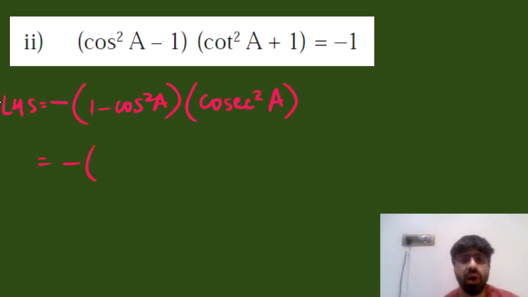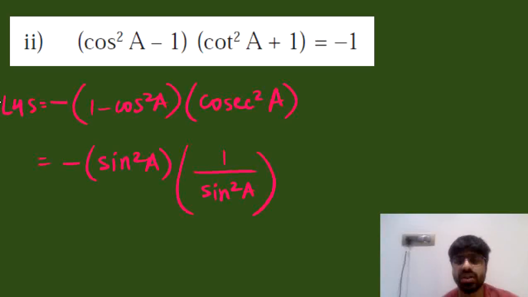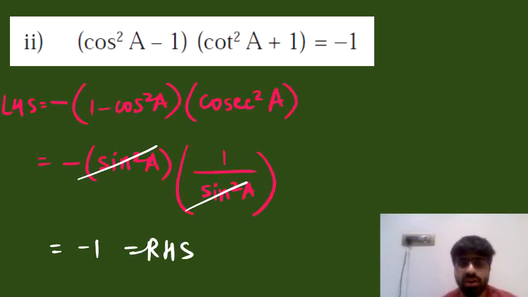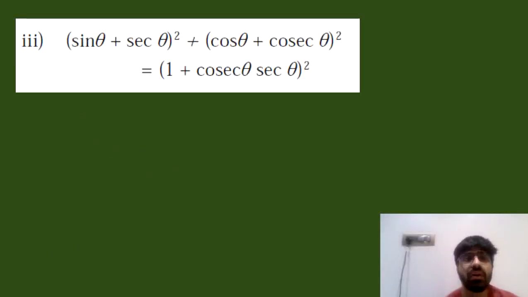minus of 1 minus cos square a would be sine square a, and then cosec square a is the reciprocal of sine square a. So I am writing cosec square a as 1 upon sine square a. You can cancel off sine square a in the numerator and denominator, and the final answer would be minus 1, which is equal to your RHS. So that is how we are proving the second one. Go ahead with the third one.